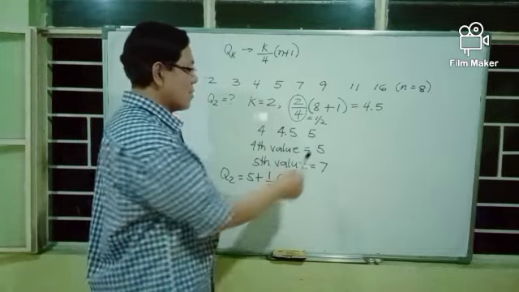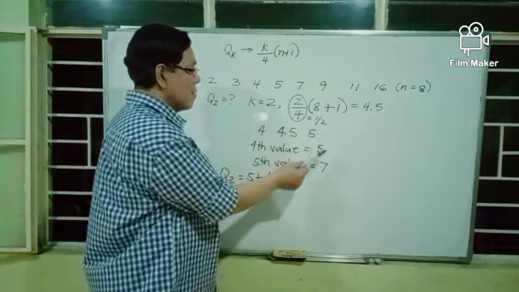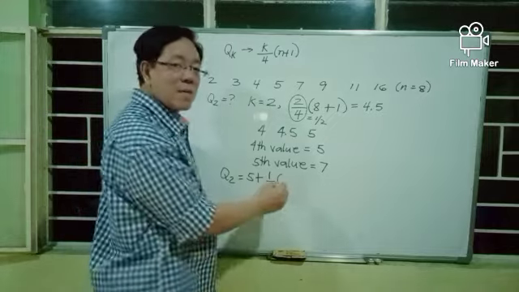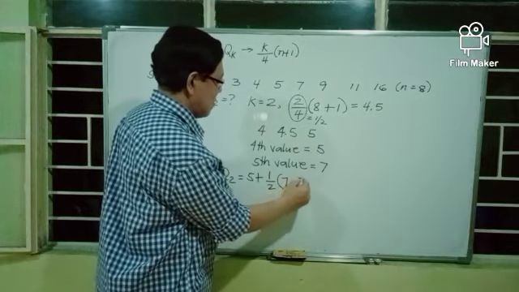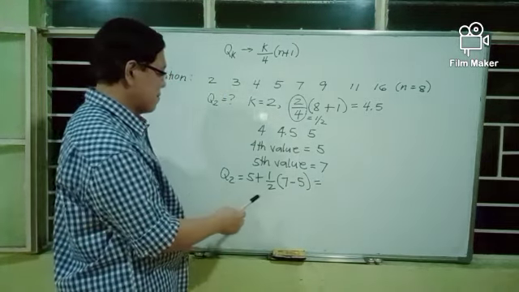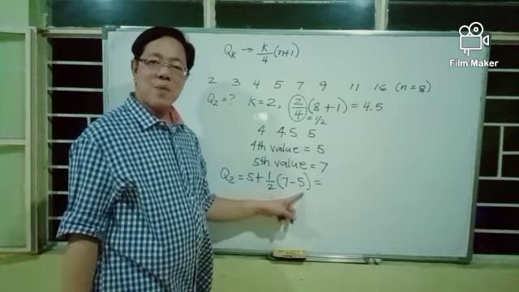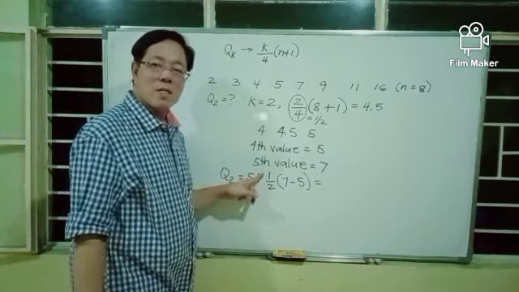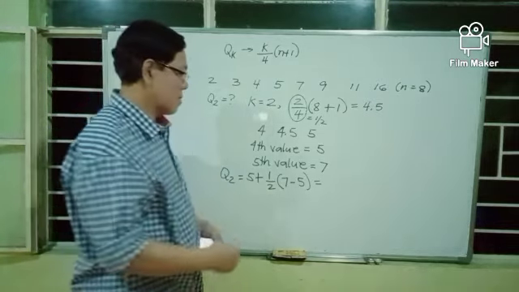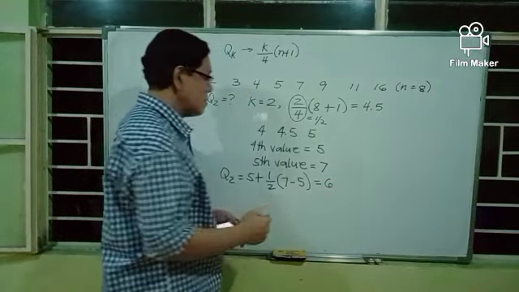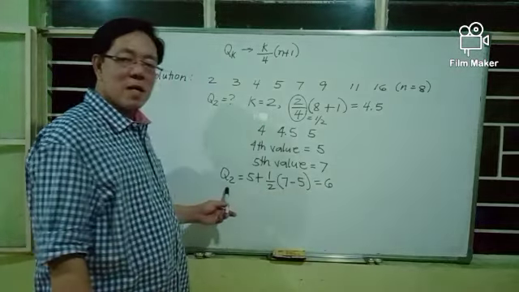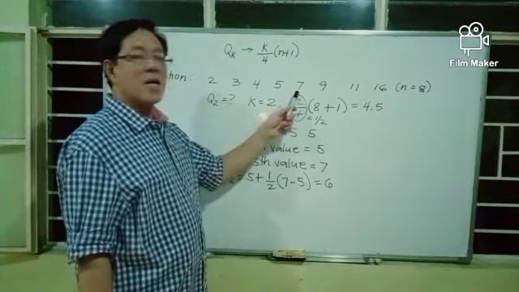Again, the distance between 5 and 7 is the difference between 5 and 7, but you start with the larger number, 7. 7 minus 5 is 2. Multiply by 1 is 2. Divide by 2 is 1. Plus 5 is 6. And you can see that 6, the value of the second quartile, is exactly between 5 and 7.